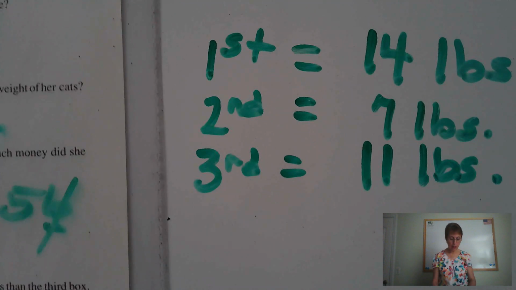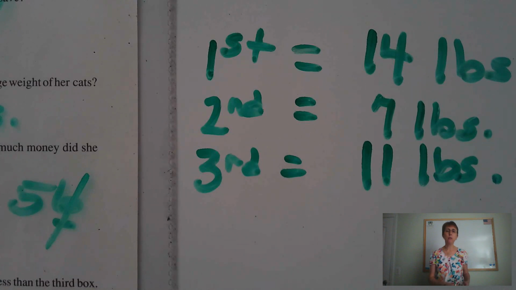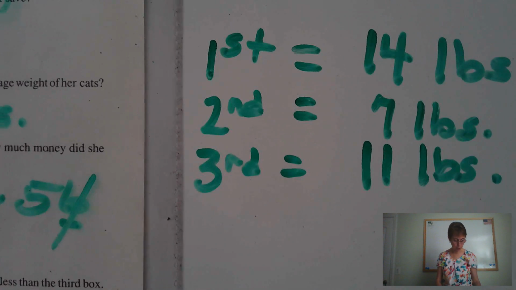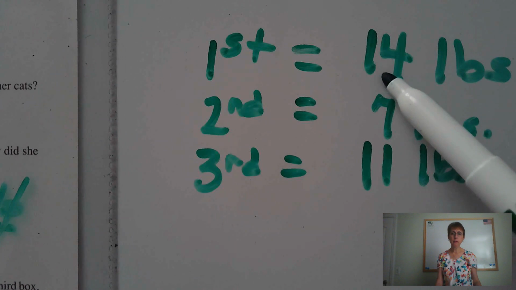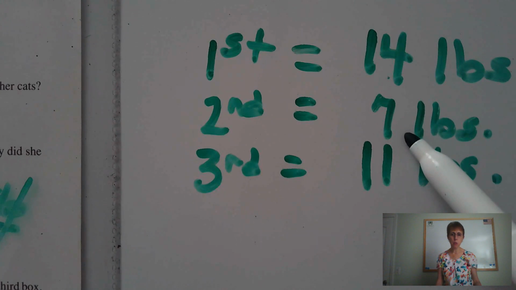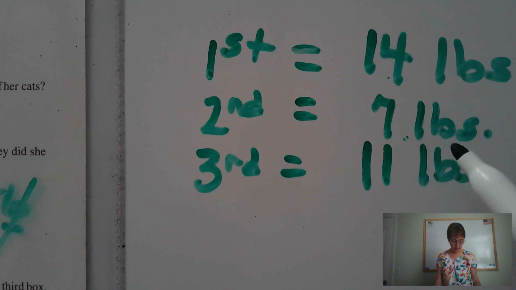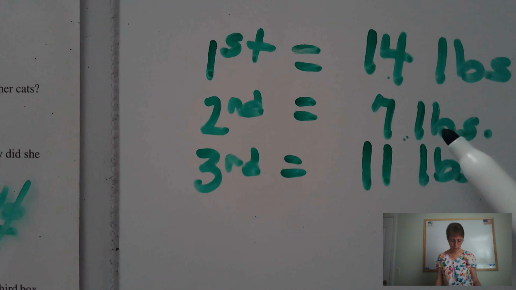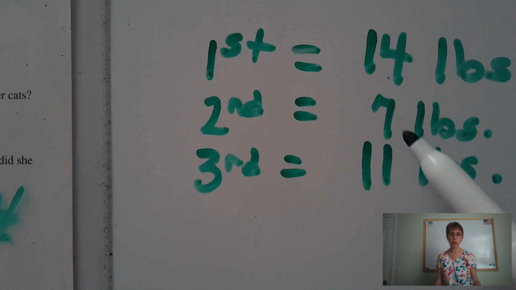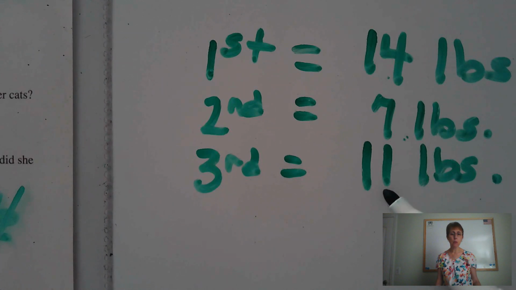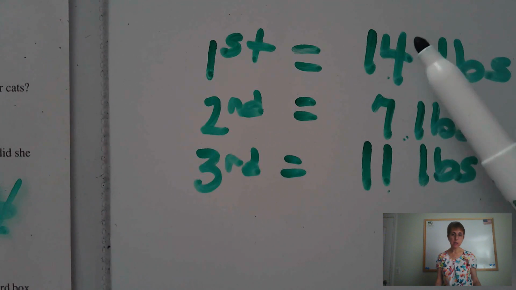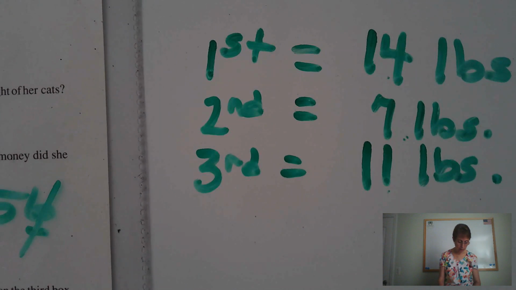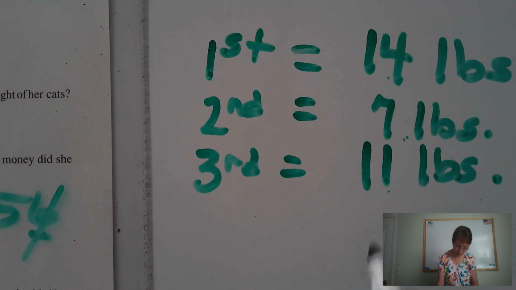Okay, let's go back. After you've done that, you go back and reread the problem to make sure that you have down the right information. The first box was twice the weight of the second. 14 is 2 times more than 7. The second box was 4 pounds less than the third. 7 is 4 pounds less than 11. And then it says the first box, of course, weighed 14. Okay, and now what is the total weight of all three?